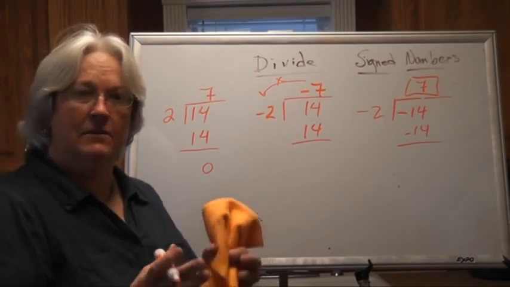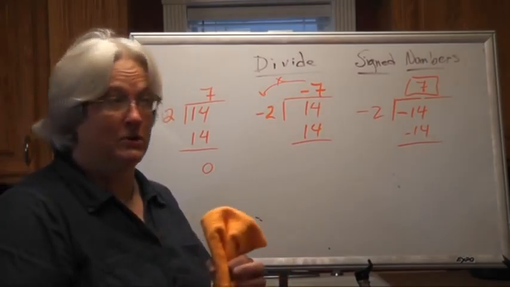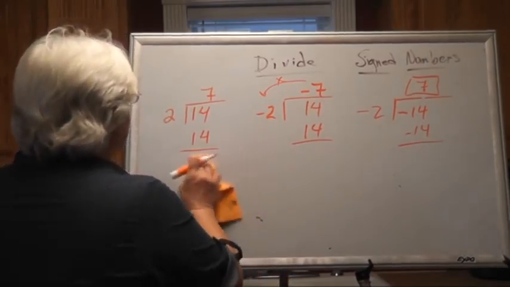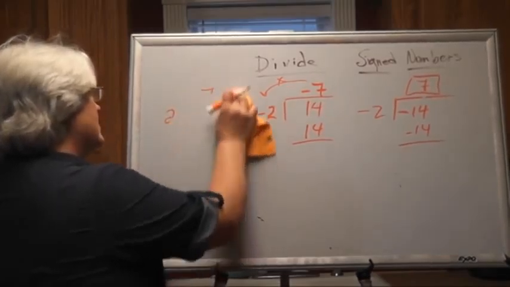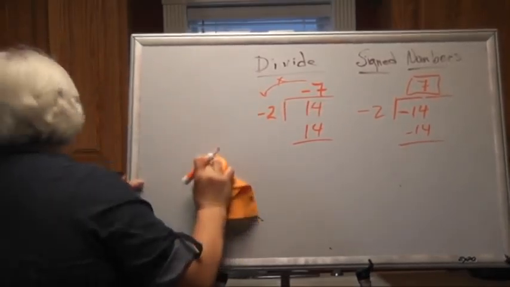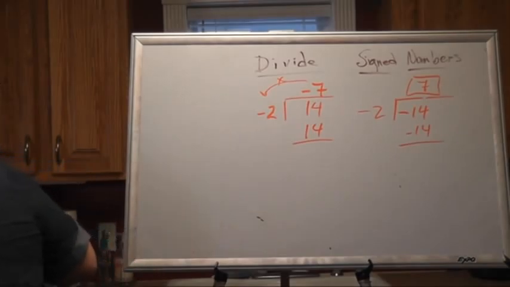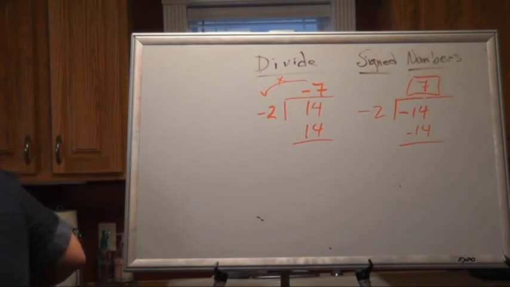So we have the same situation going on with division as we do with multiplication. If the dividend and divisor are both negative, then the quotient has to be positive.